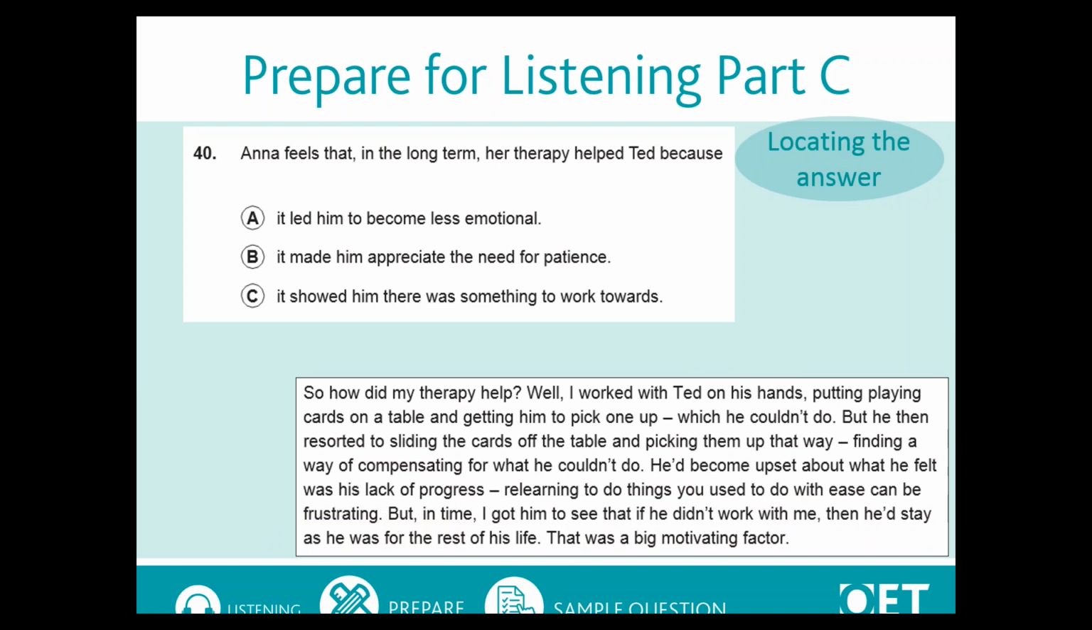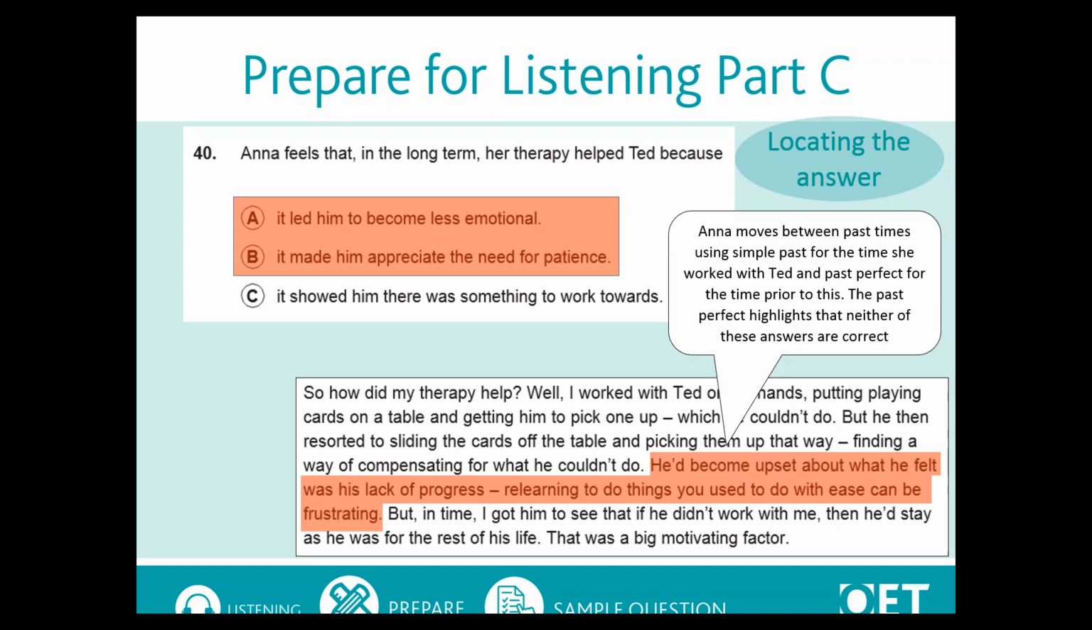Like Part B, it is also good to listen to check the other options are incorrect. In this example, the use of the past perfect tense that Anna uses to describe Ted's situation before she met him makes these options incorrect. They are mentioned, but they do not answer the question, which is how Anna's therapy helped Ted.